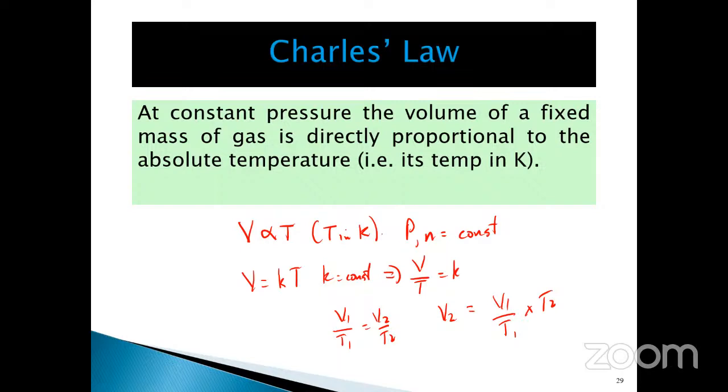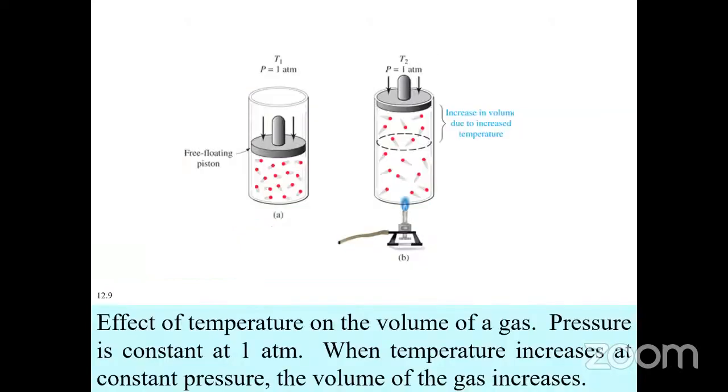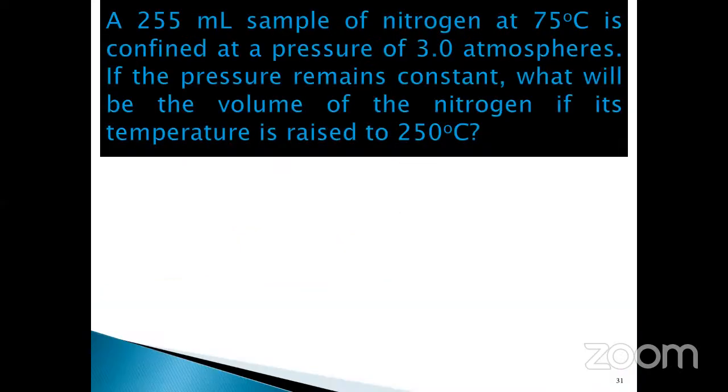They gave you the temperature in Celsius. You have to convert it to Kelvin by adding 273, and then you put it into the equation to solve the problem. Let me see if there's an example. Okay, so here's an example. Let me work this example for you before you do the problem in the assignment.